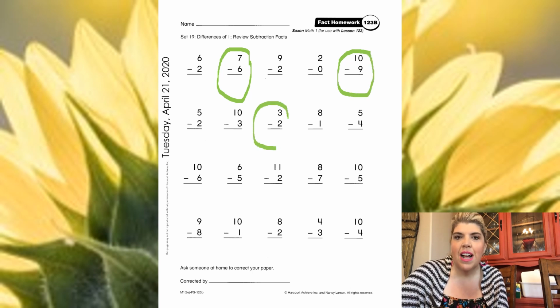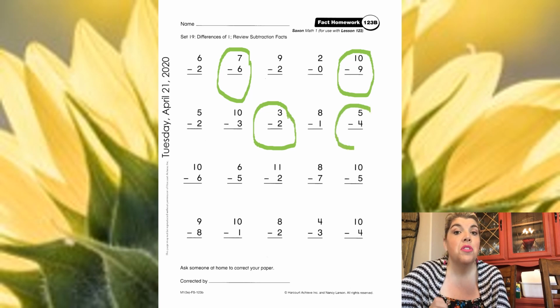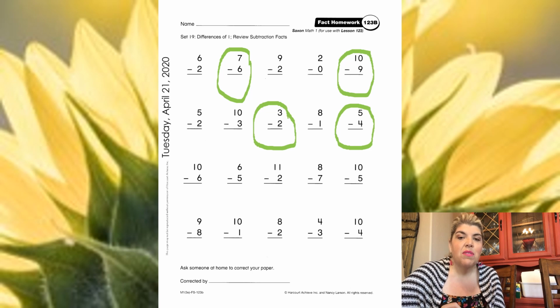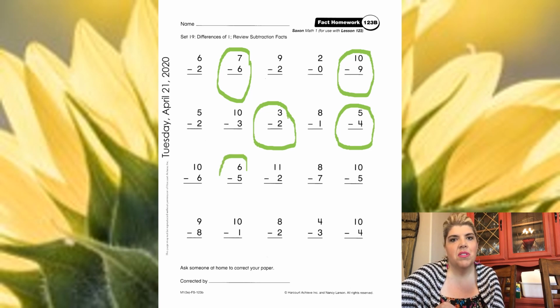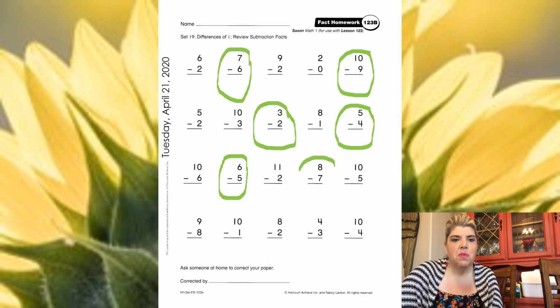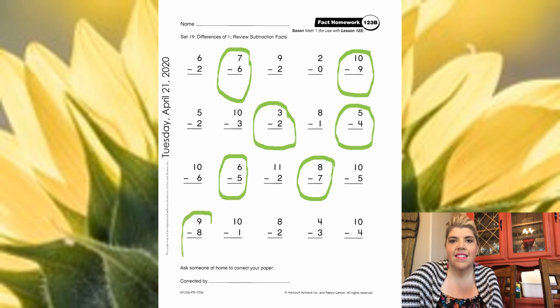If you've already watched it, I want you to put your name at the top of your paper. Again, 123B. Then go through and try to find all the problems that are the difference of 1. I'm going to set my timer and you're going to have about 2 minutes to fill in your answers just like we did in the classroom. Okay, my timer is set. Are you ready? We're going to begin filling in all your answers as best as you can. Ready, set, go.